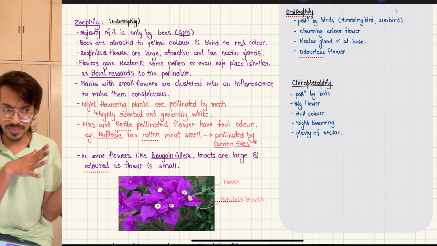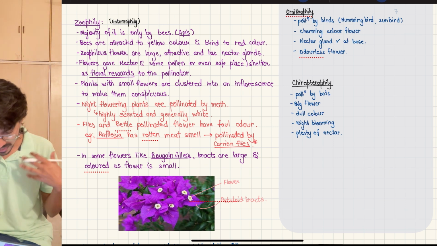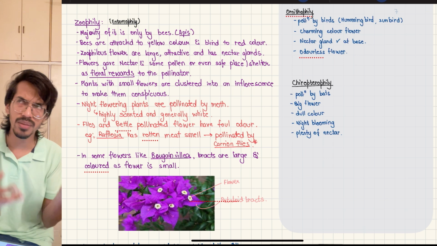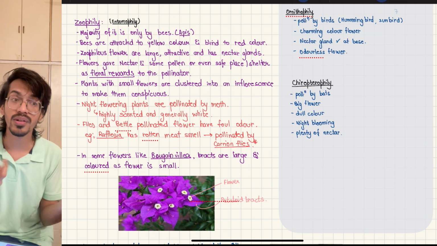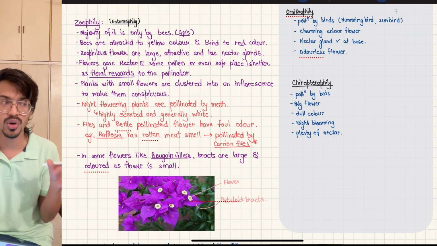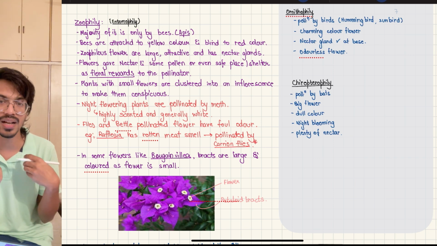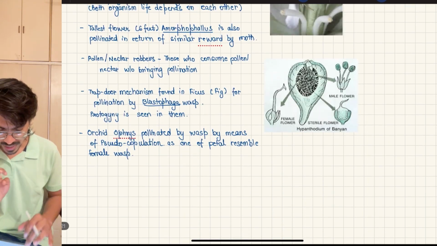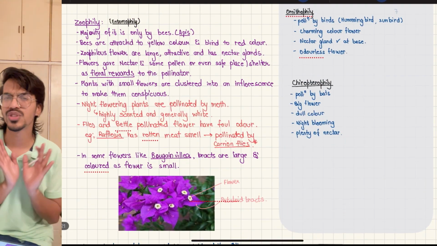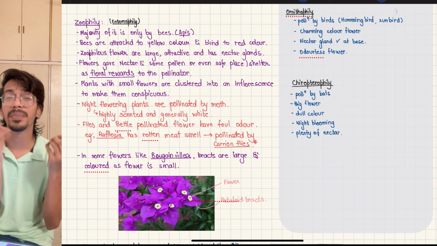Then the next thing is that they have to give a floral reward also, and sometimes those things are robbed. So there could be pollen or nectar robbers which do not actually bring about pollination but take away the rewards. Certain examples for these are given in your NCERT, which you have to do. Very important topic, do it.